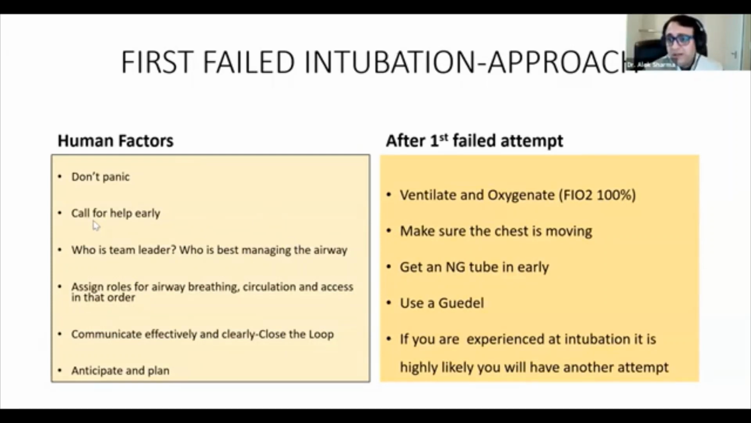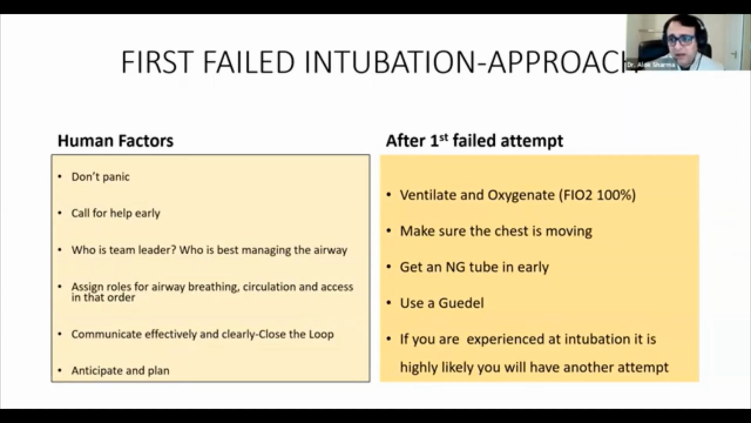So, clear objective definitions of when to call for help. No movement of the chest with mask ventilation in a baby who's bradycardic needs a crash call. The inability to intubate on the first attempt, whether that's due to human factors or a structural problem, needs a crash call. Mask ventilation of that baby in 100% oxygen is key. But other things are very important.